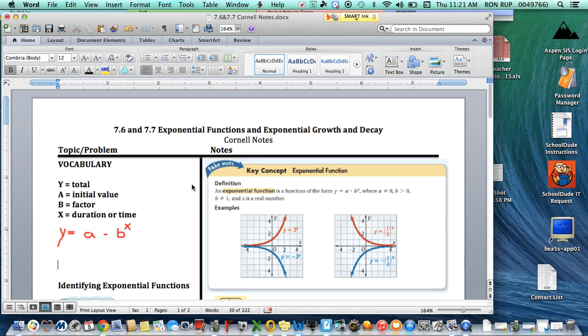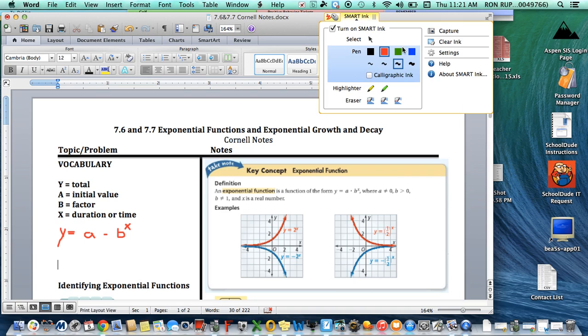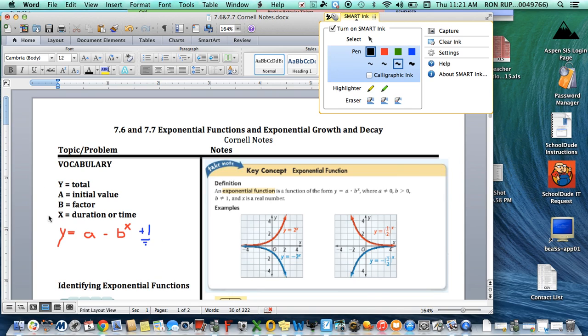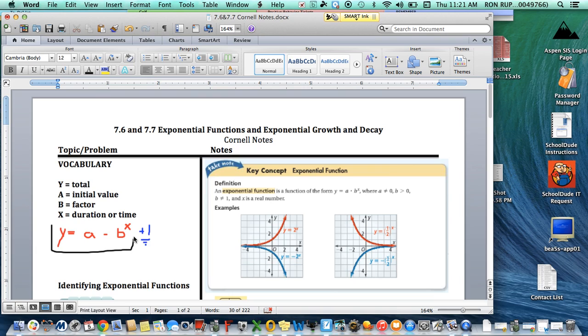Now, some of them might have an additional value, let's say a plus 0, or plus 1, or plus whatever. I'm going to talk about this value in a little bit. But for now, we're going to focus on just y equals a times b to the x. And again, this is a multiplication symbol here. A times b to the x, where y is your total or your output, a is your initial value, b is your factor, and x is the duration or the time.